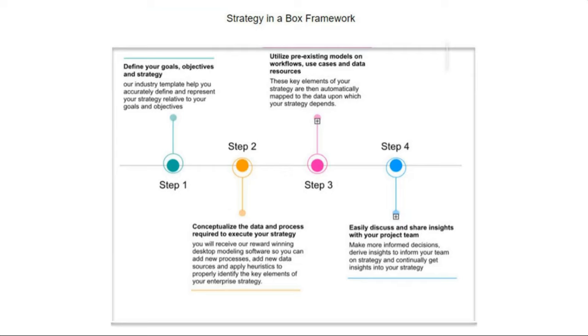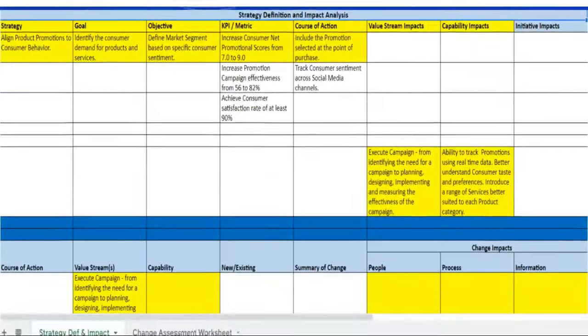Step one defines the strategy, its goals, and objectives. Step two uses open system standards to conceptualize the strategy's work and data flows. Step three implements the workflow, and step four generates insights on the strategy's performance.